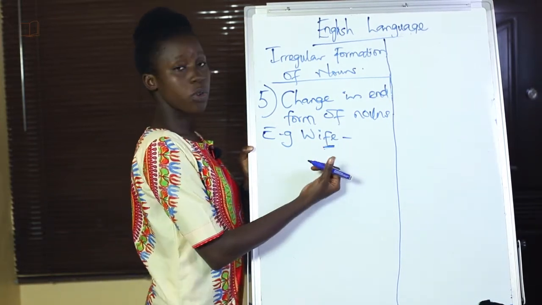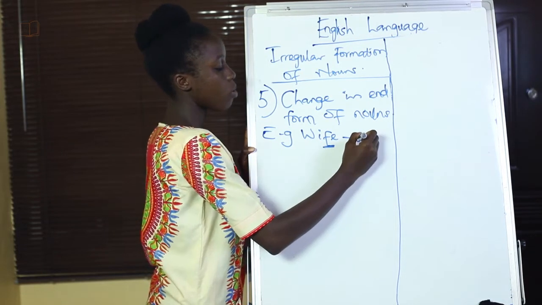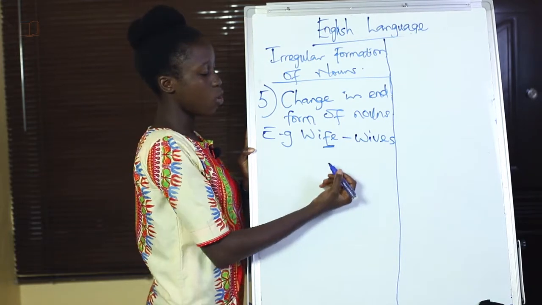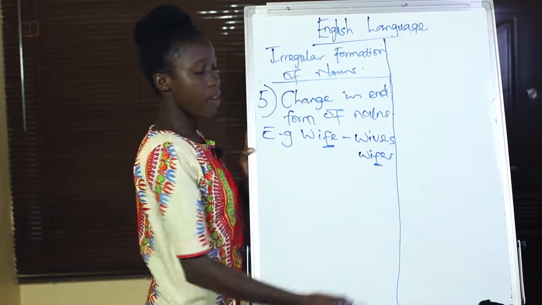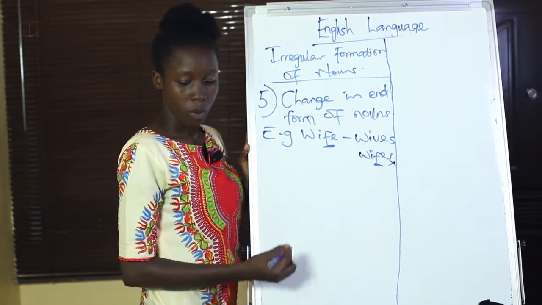For you to change it to plural, you change this f to v, and then it becomes wives. You add s to it. You don't add the s with the f not being changed. It is very wrong. We have another example.